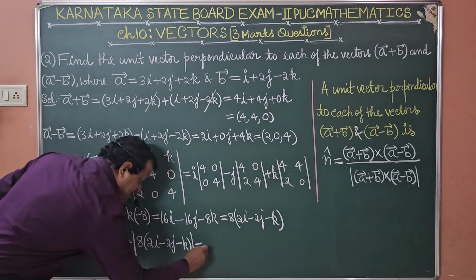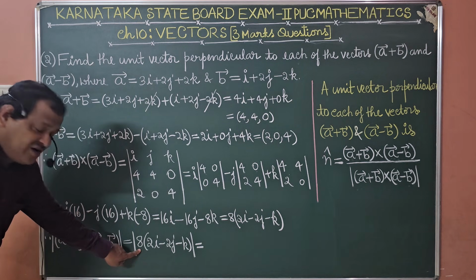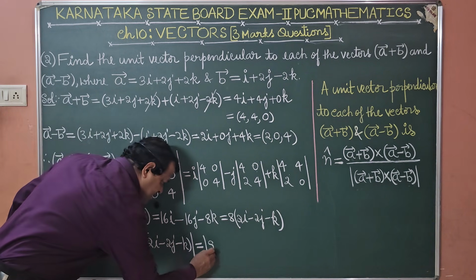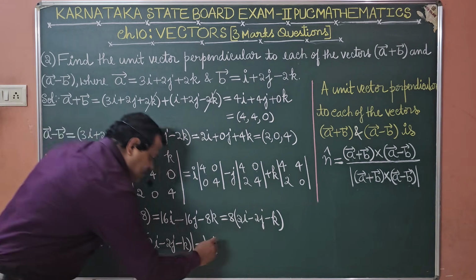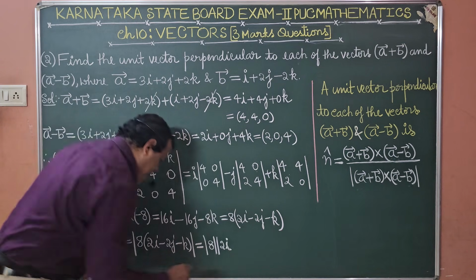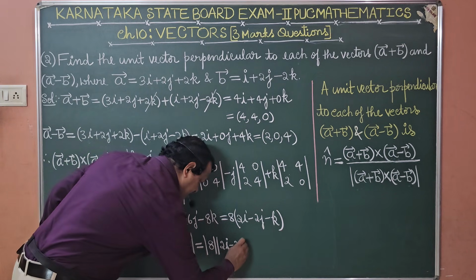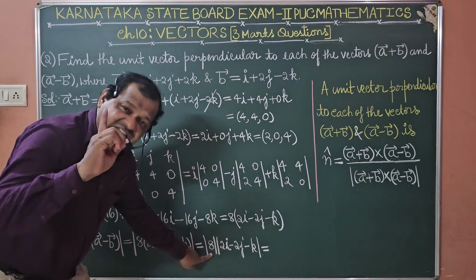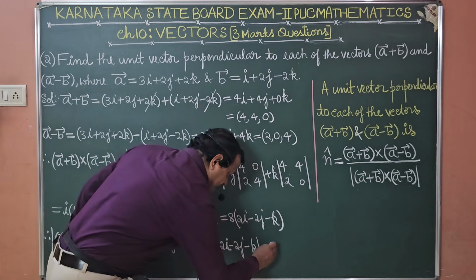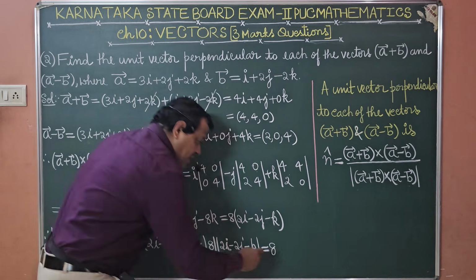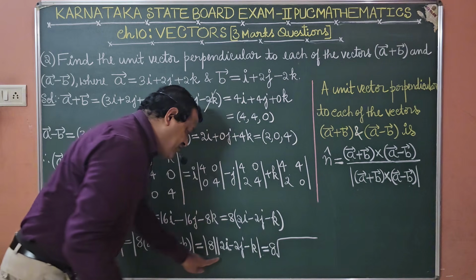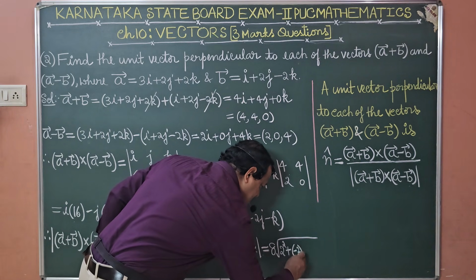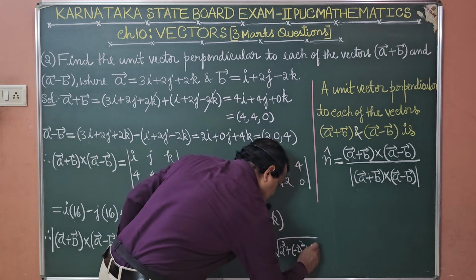And while finding magnitude, first comes magnitude of 8, modulus of 8. 8 is a real number, so modulus of 8 first, and into magnitude of this vector 2i minus 2j minus k. Now all of you know magnitude of 8 is already positive, so it's 8 into magnitude of 2i minus 2j minus k, square root of 2 square plus minus 2 square plus minus 1 square.